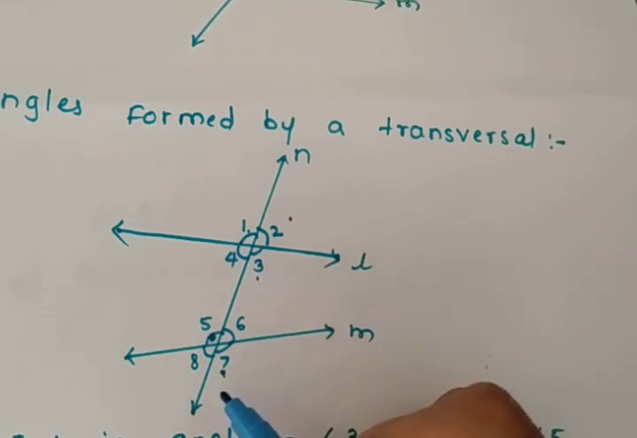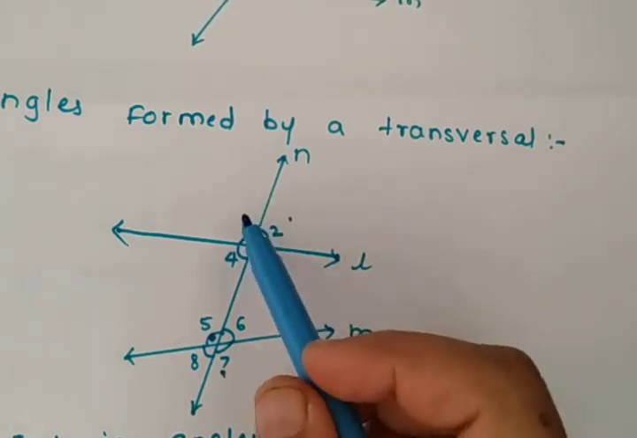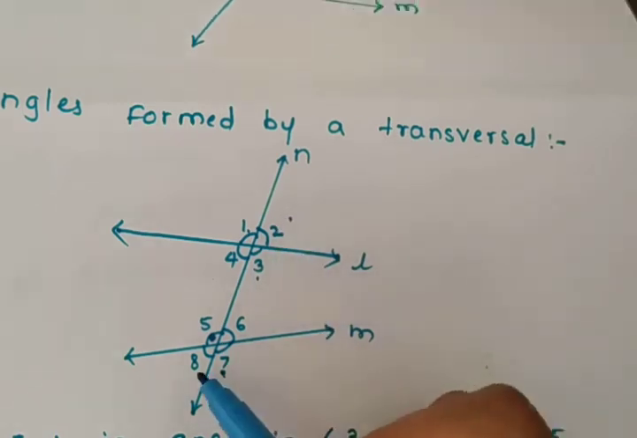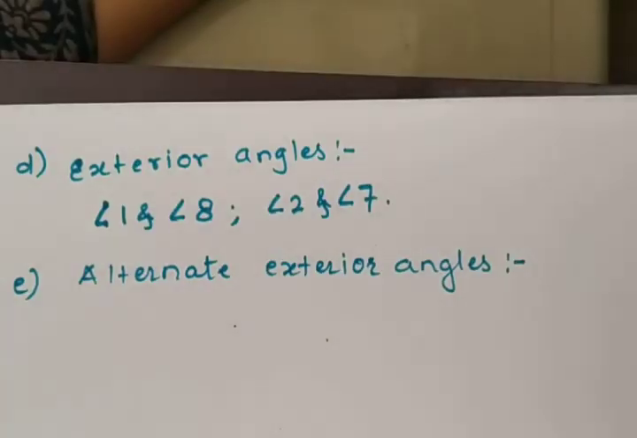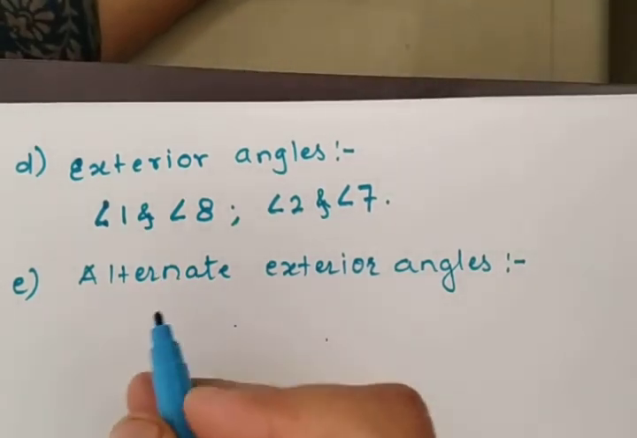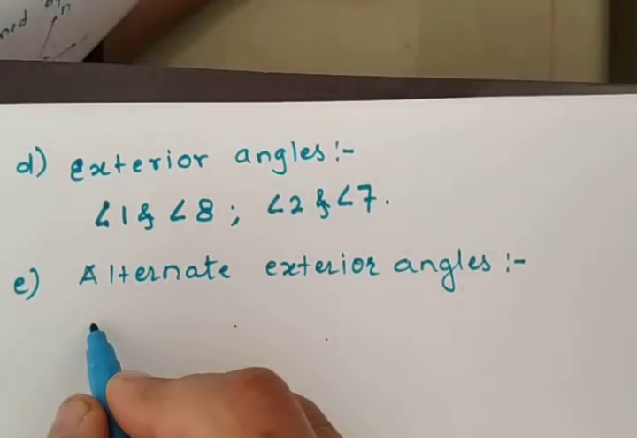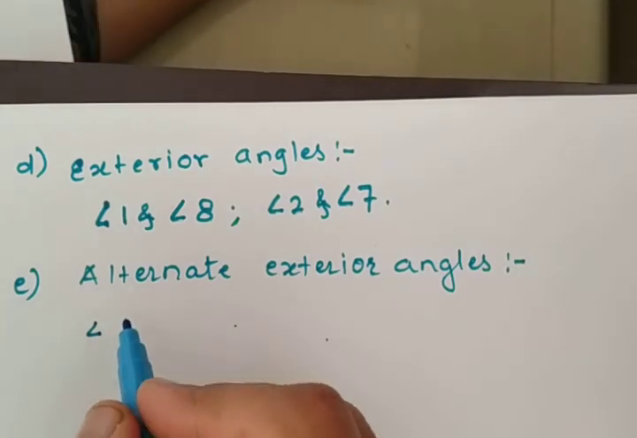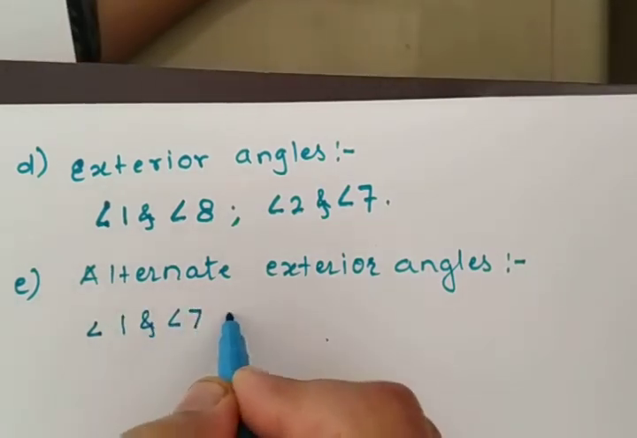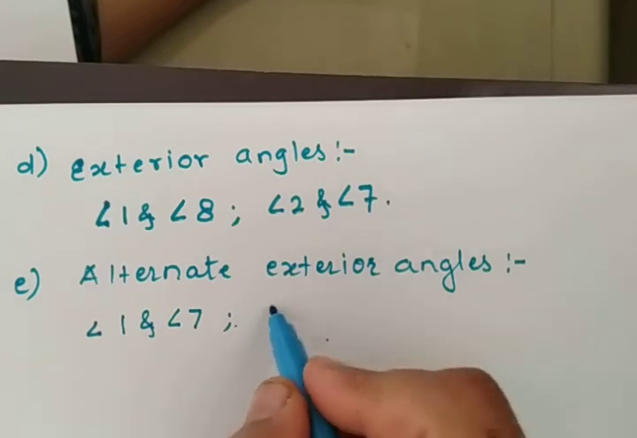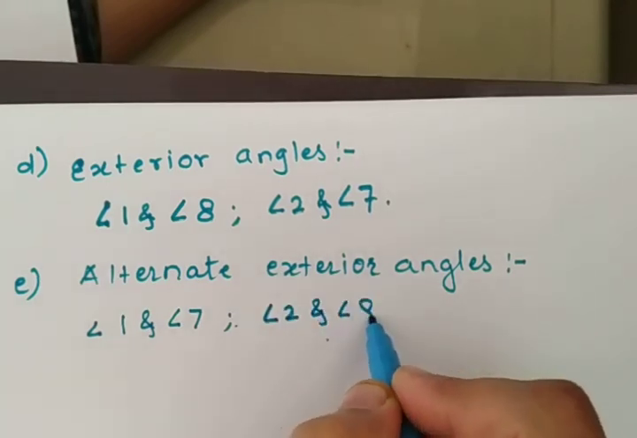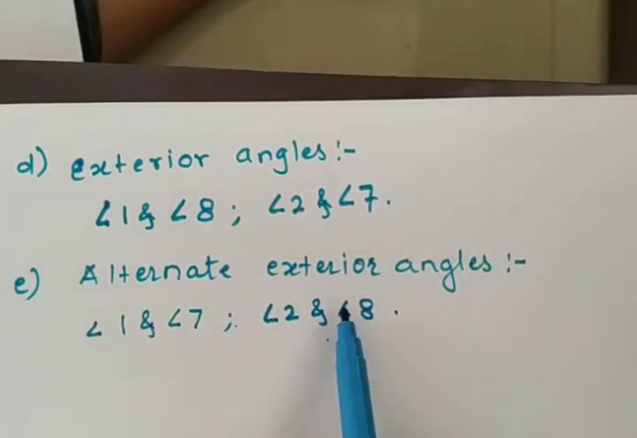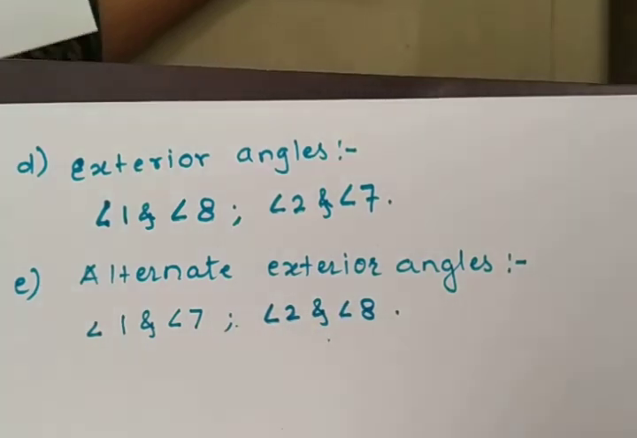Okay, so the angles in the exterior and on the opposite sides of the transversal n are the alternate exterior angles. That means angle 1 and angle 7, and this angle 2 and angle 8. They are forming alternate exterior angles. Clear? So I'll write the pair over here. Angle 1 and angle 7, first pair, and second pair is angle 2 and angle 8. So again here we are getting two pairs of alternate exterior angles.